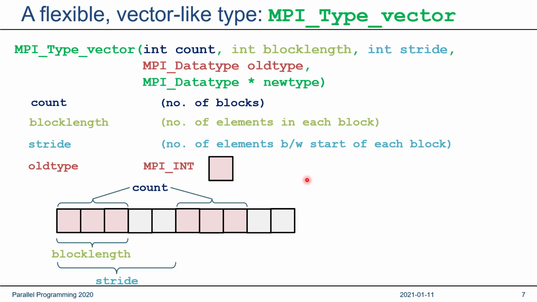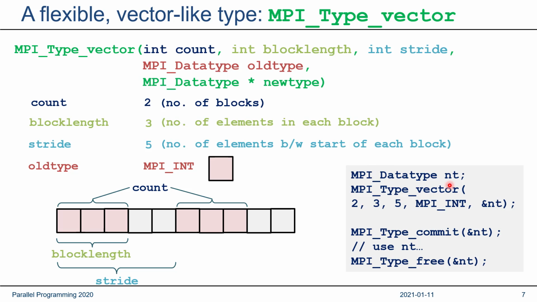It's easy to see in this example that the count is 2 because we have 2 blocks of 3. The block length is 3 because that is the number of elements in each block. And the stride is 5 because that's the offset from one block start to the next block start. Then of course we need to specify what the original type was, and in this case we select MPI_INT. These are the data we need to supply to MPI_Type_vector in order to define a new type, and what we get out of it is the new type, because we supplied a pointer to an object of type MPI_Datatype.